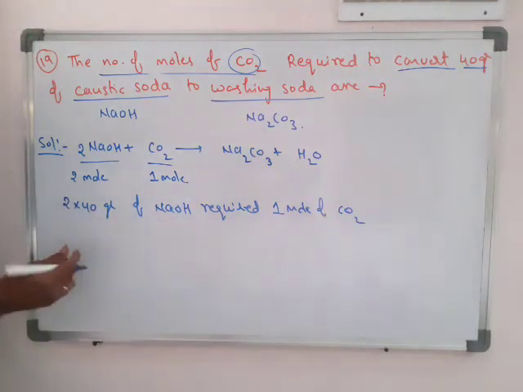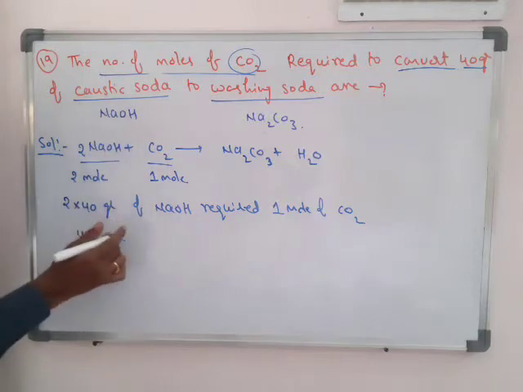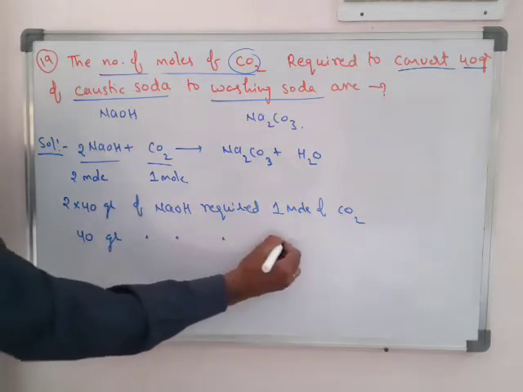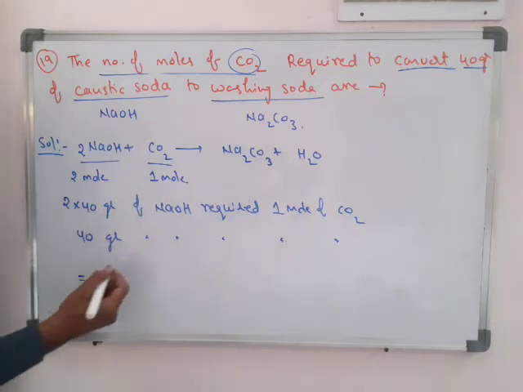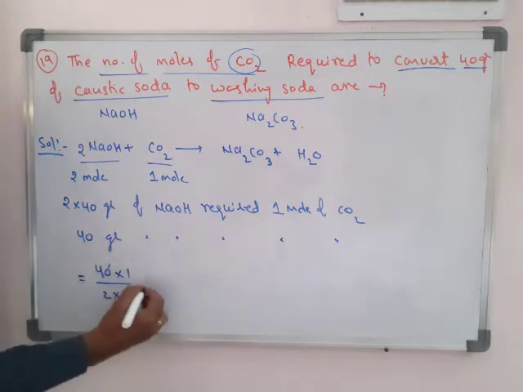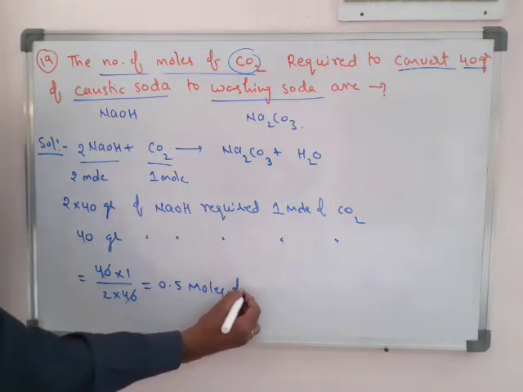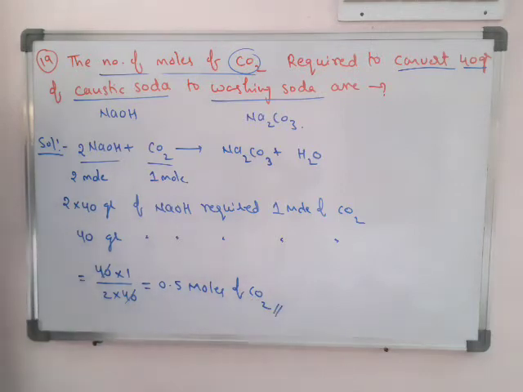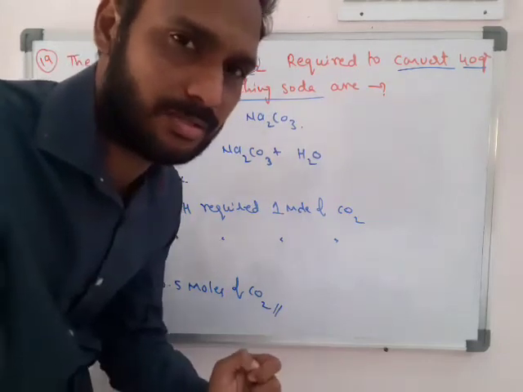Very simple. If you know the reaction, it becomes very easy. Then what is the amount of carbon dioxide required for 40 grams? 2 into 40 grams gives 1, so 40 grams automatically becomes 0.5. So 0.5 moles of CO2 is required. The important thing here is that we have to know the reactions.